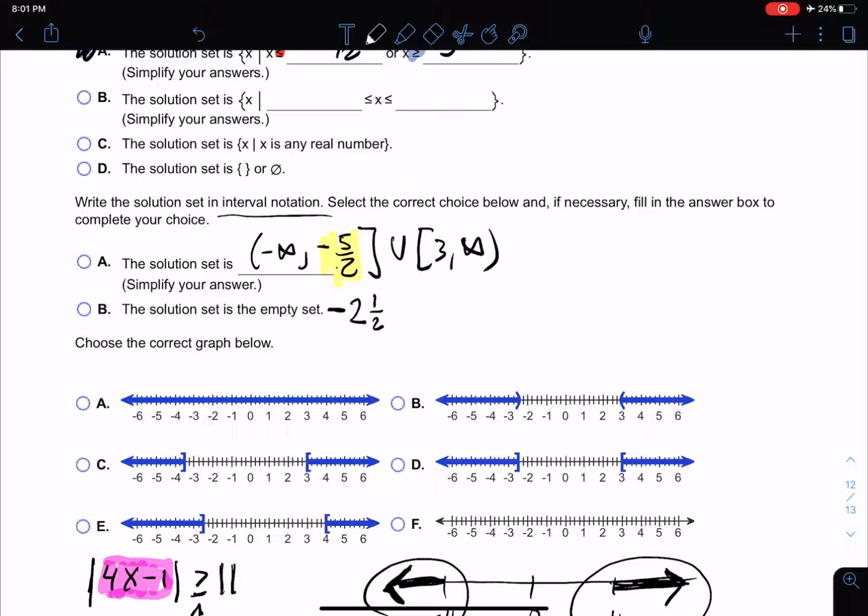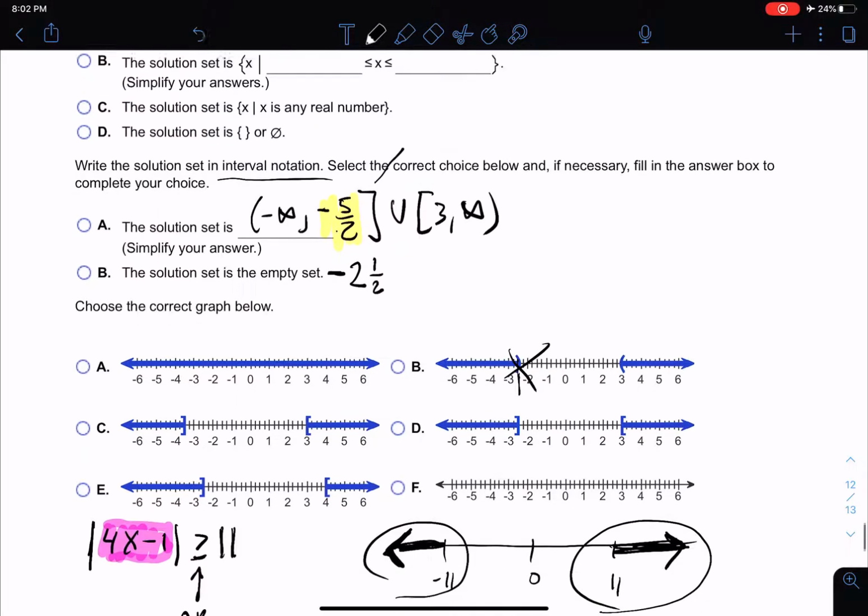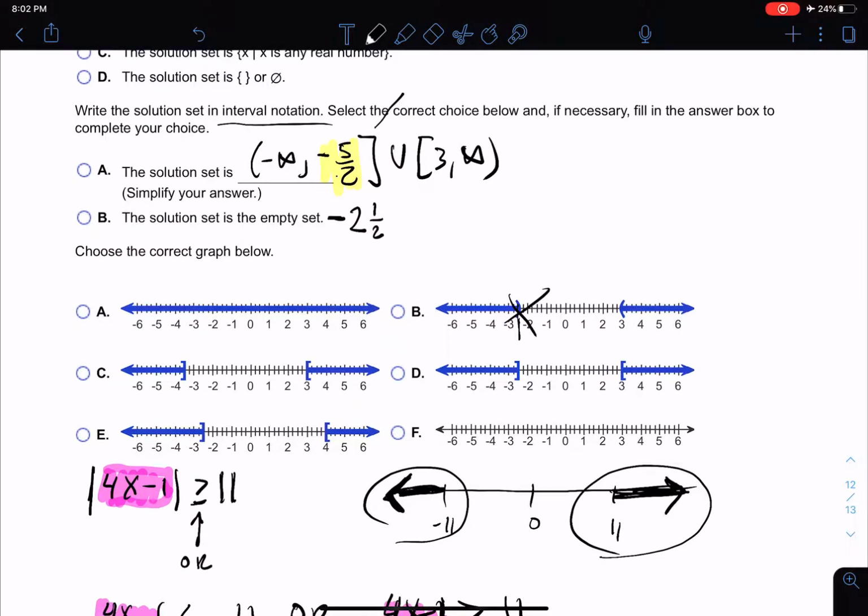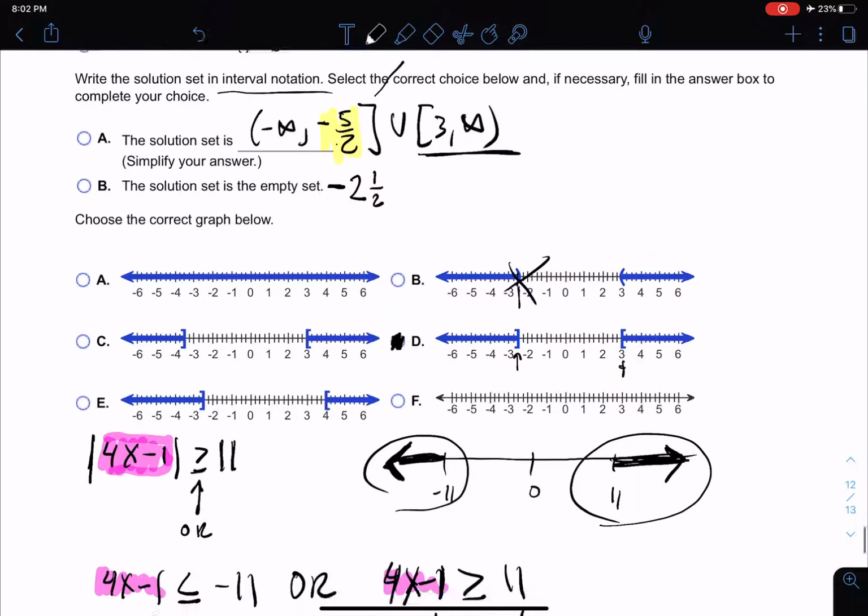Like for instance, this graph right here is saying negative 2.5. So that's looking pretty good right there, other than the fact that this is closed and this is open, so that's not going to work. This one, that's my new favorite one. This says negative 2.5, so that's looking good and going to the left forever. And then I need it to be positive 3 closed, yep, and going to the right. This is it. D is the answer. And I think we've done it.